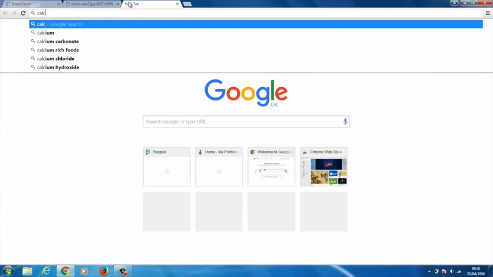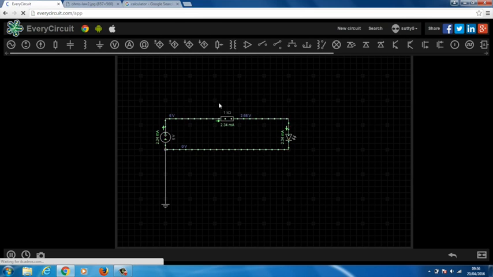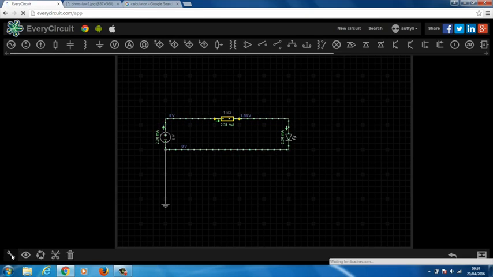So if we do that calculation using a calculator and we go ahead and do 2 volts divided by 0.02 amps, our answer is 100 ohms. So 2 volts divided by 0.02 amps, or 20 milliamps, equals 100 ohms. So we know now that we need to adjust this resistor in our circuit to 100 ohms.